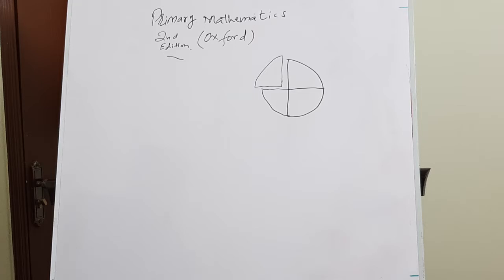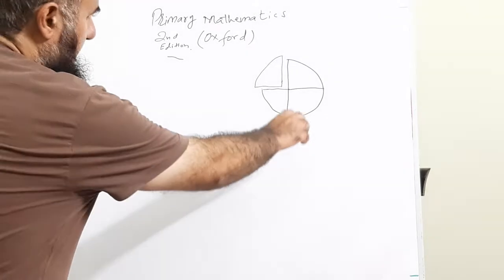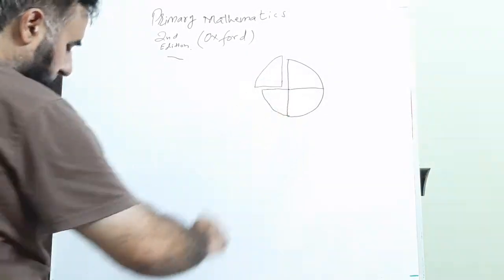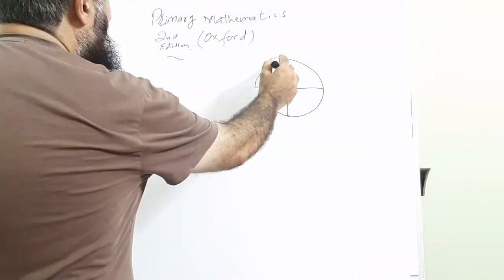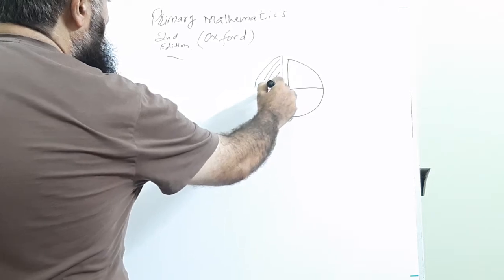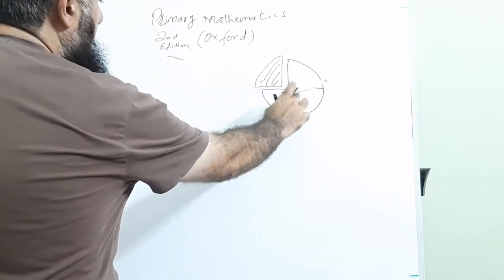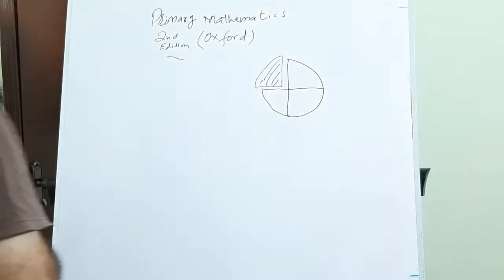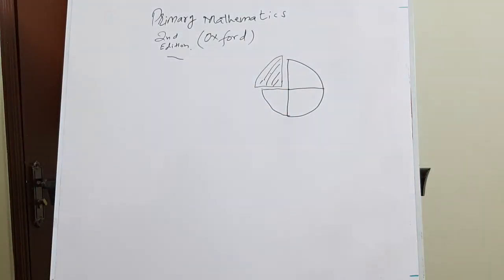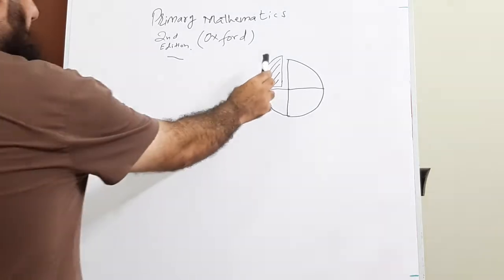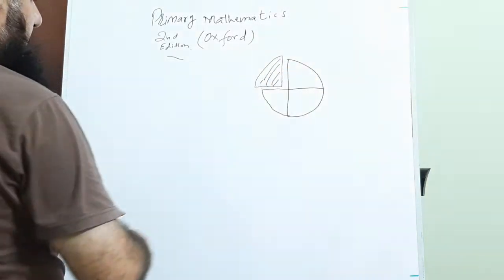There is a question: what fraction of the waffle is eaten? This is a waffle. It has 4 parts. This part is eaten and the rest will remain. So we need to tell what fraction of the whole is eaten.